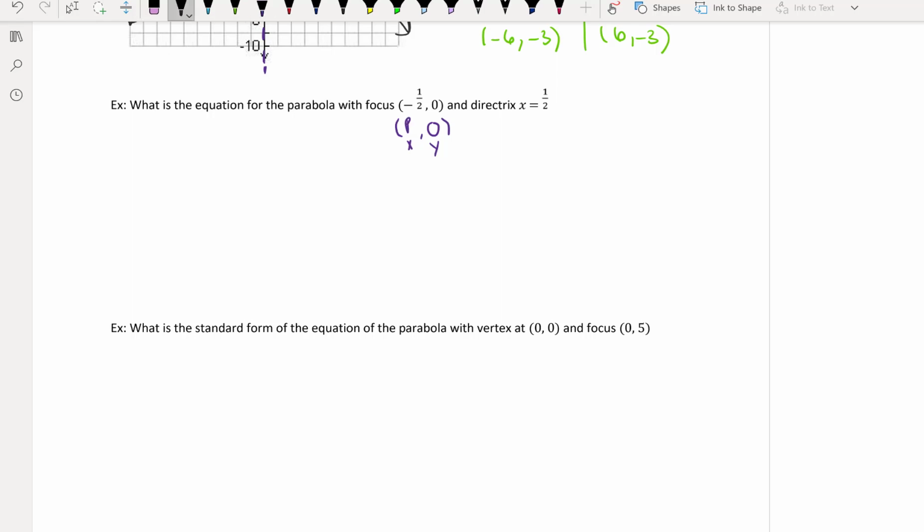So I know that the general equation is y squared is equal to 4px. And here I'm already given my p-value from my focus. My p-value is equal to negative 1/2. So I can say that y squared is equal to 4 times that p-value, negative 1/2. So my equation would be y squared is equal to 4 times a negative 1/2, which would be negative 2x.